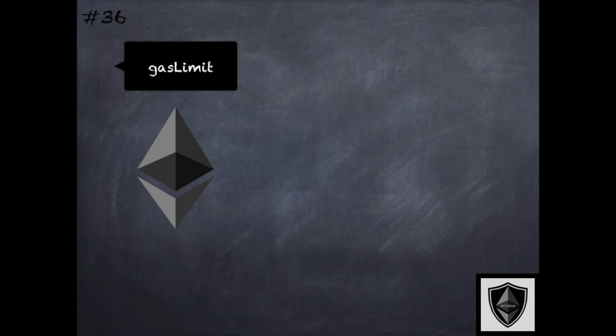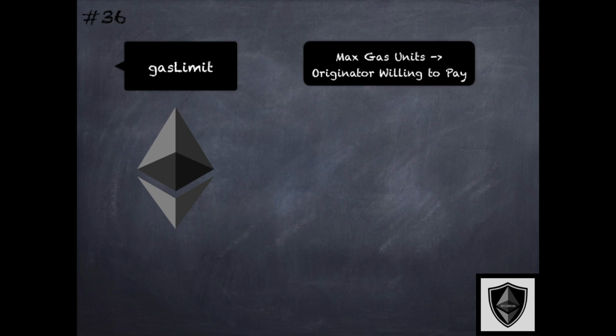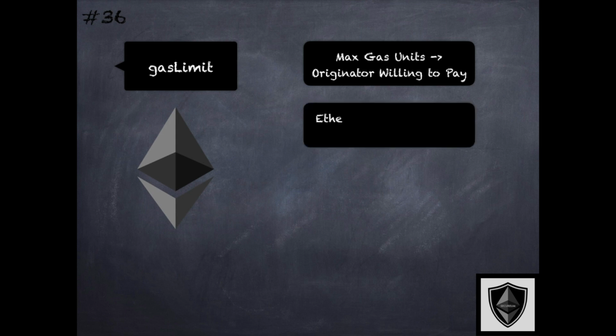The next component of a transaction is gas limit. This is the maximum number of gas units for which the sender is willing to pay for this transaction. And this really depends on the type of transaction that is being sent. If it is a simple Ether transfer, then it costs 21,000 gas units.